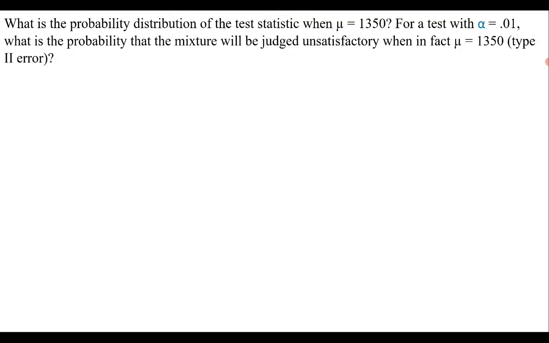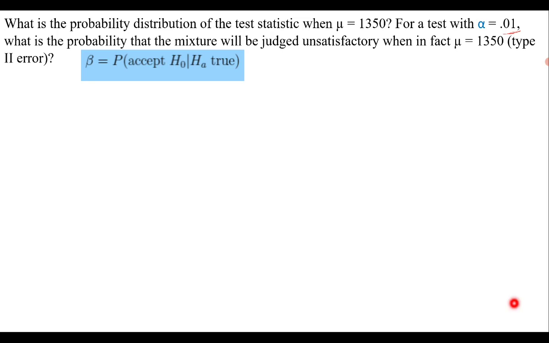The last part says that for a test with alpha equal to 0.01 and when mu is 1350, what is the probability that the mixture will be just unsatisfactory? Type 2 error. So how do you compute the type 2 error? Type 2 error is defined as accepting H naught when HA is true. Now to accept H naught, we need the acceptance region for H naught.